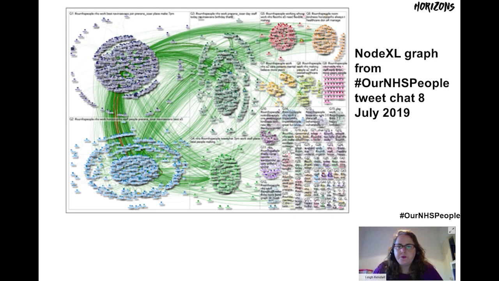So this, which looks a rather bizarre graph, and I don't expect you to follow the detail, is a graph from the first NHS People Tweet Chat we held last summer. So you can see the clusters here. These clusters are communities of people. And if these communities weren't talking to other communities, you could say they were an echo chamber. And the green lines in between the clusters show that the tweet chat helped these communities talk to each other.